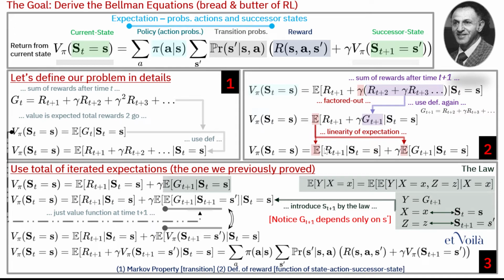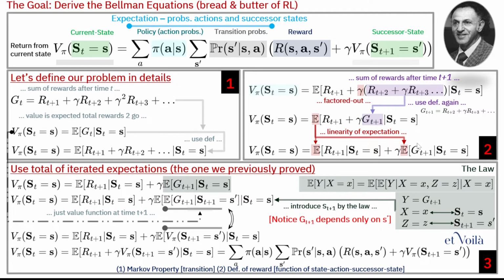So the next step, all I'm going to do is use the linearity of the expectation, which means that the expectation of A plus B is the expectation of A plus the expectation of B. And please notice that gamma is a constant, and the expectation of a constant multiplied by a random variable is nothing but the constant multiplied by the expectation itself. That's why I can take gamma outside of this expectation and have this addition here, which is E[R_{t+1} given S_t equals s] plus gamma E[G_{t+1} given S_t equals s].